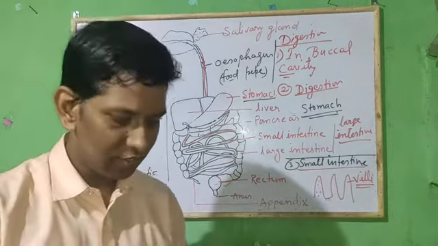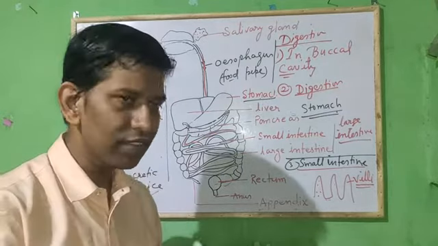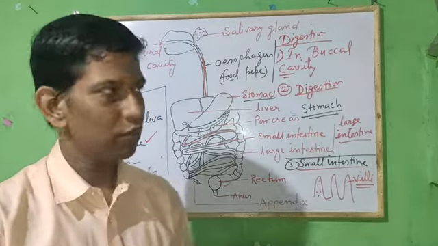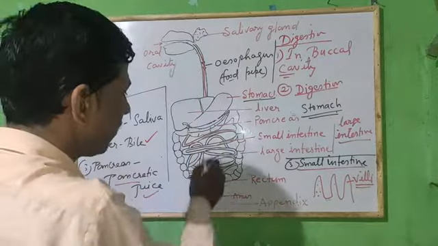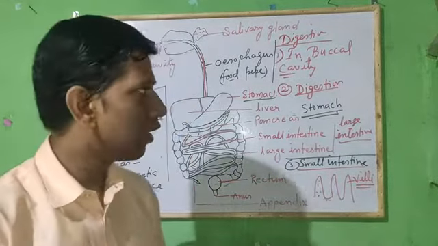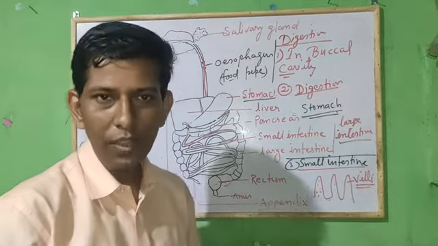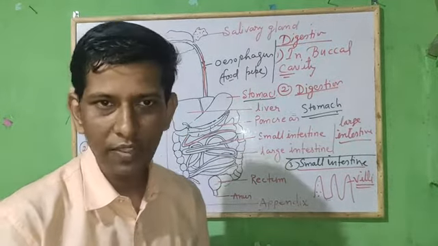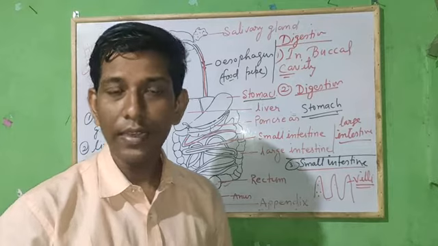Clear? So dear children, I have already explained that egestion is the last step of digestion. Food enters through our mouth and the undigested food is egested out through the egestion process. Clear? So this way we have discussed the entire process of digestion in humans.